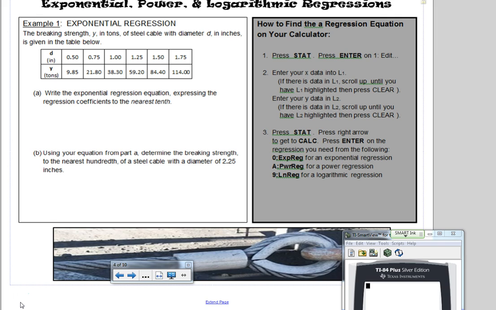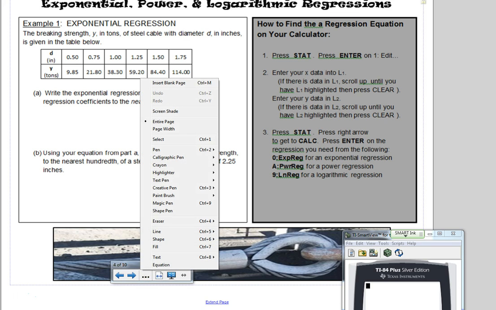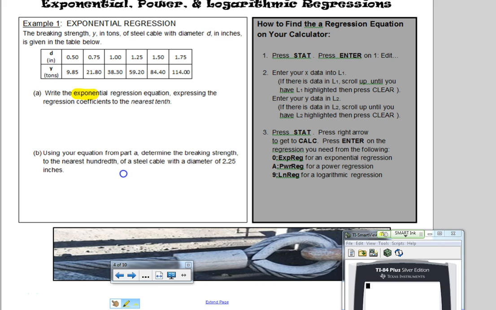So for problem number 1, the breaking strength Y in tons of steel cable with diameter D in inches is given in the table below. So obviously the bigger the diameter of the cable wire, the more tons it's going to be able to pull. Okay, so the question says to find the exponential regression equation. So now you know which one to use. Also, make sure that you round correctly, and they want you to round to the nearest tenth.